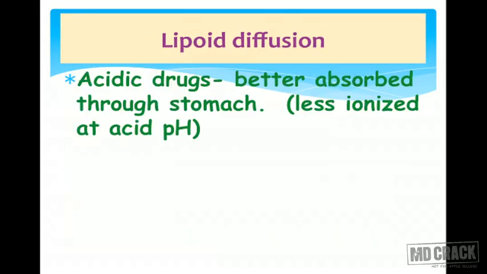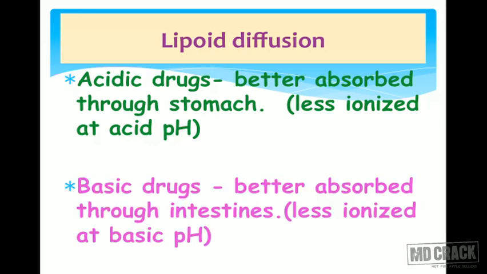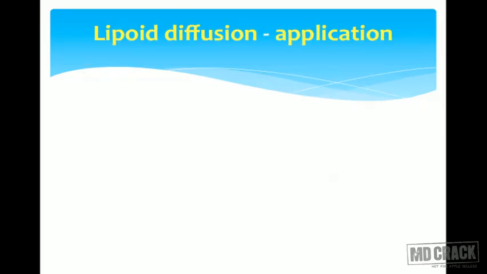Acidic drugs will be obviously better absorbed through the stomach because the stomach has acidic pH, the drug is acidic, so the drug cannot get ionized. It remains less ionized. So if you are less ionized, you can easily cross and you will be absorbed. In the same way, if the drug is basic, is an alkali, it is going to be better absorbed through the intestines. They will be less ionized at basic pH, that's why they will be better absorbed.